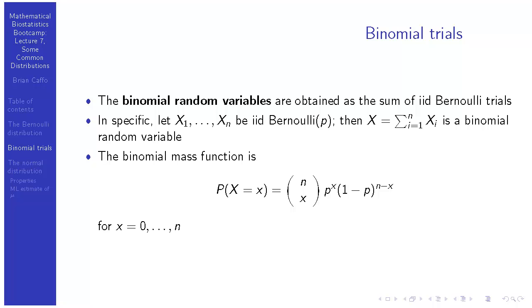And the binomial mass function, the probability x takes any specific value, is n choose x, p to the x, 1 minus p to the n minus x, where p is the probability from each of the Bernoulli coin flips. Here, the values that x can take are 0 if every single coin flip was a tail, all the way up to n where every single coin flip was a head.